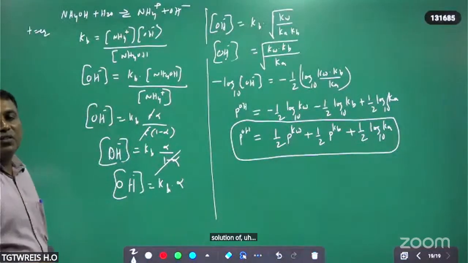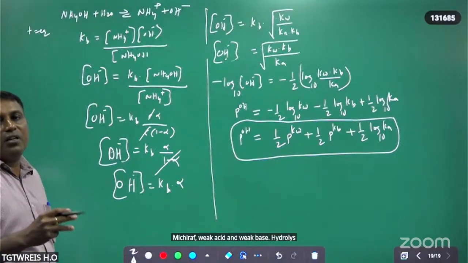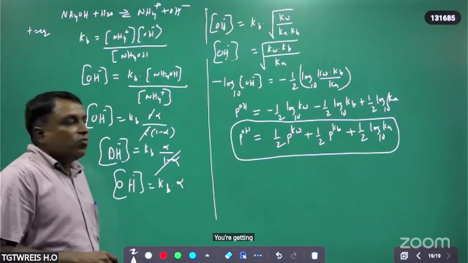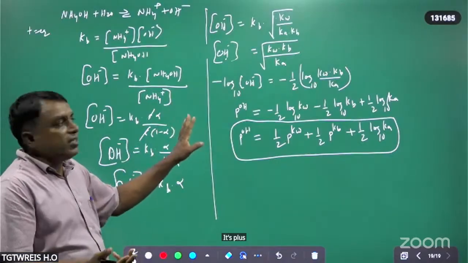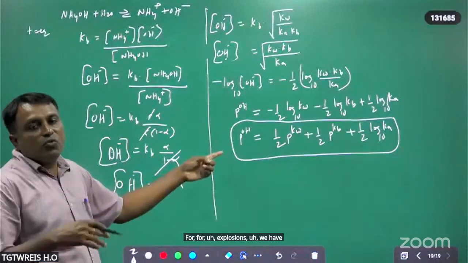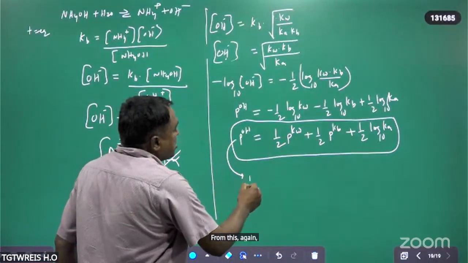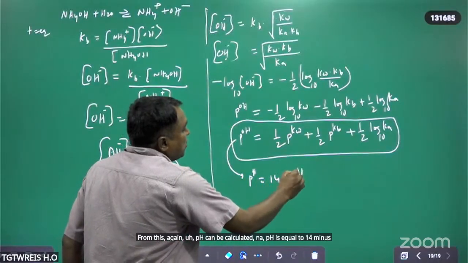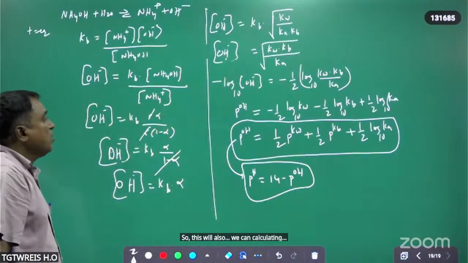mixture of weak acid and weak base, hydrolysis. Upon hydrolysis of the weak acid and weak base, you will get what now? H plus as well as OH minus. For H plus ions, we have the pH. For the OH minus ions, pOH. From this again, pH can be calculated. Now pH is equal to 14 minus pOH. So this we can also calculate.